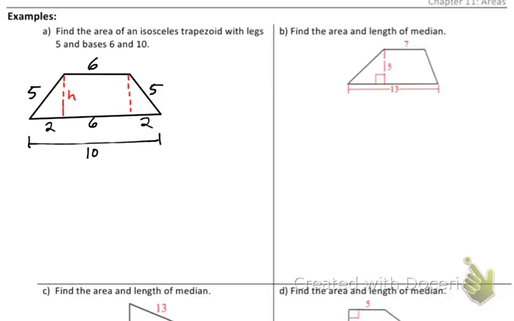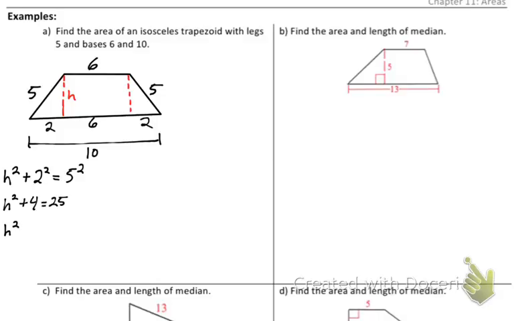So that means to find h, all we're going to do is we're going to say h squared plus 2 squared equals our hypotenuse squared. So it's 5 squared. So I'm just finding h because this is a right triangle. H squared plus 2 squared equals 5 squared. That's going to be h squared plus 4 equals 25.